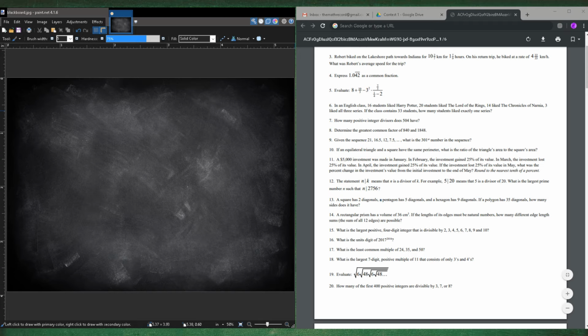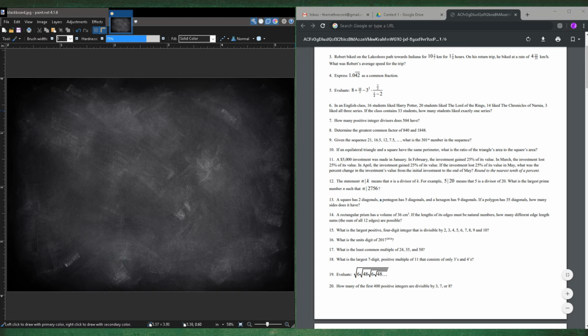A $5,000 investment was made in January. In February, the investment gained 25% of its value. In March, the investment lost 25% of its value. In April, the investment gained 25% of its value. If the investment had lost 25% of its value in May, what was the percent change in the investment's value from the initial amount?